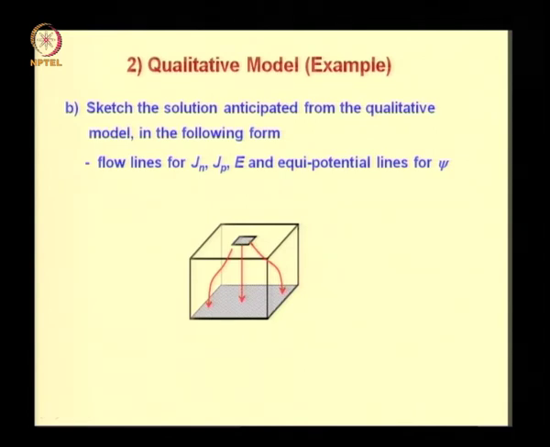Now you can show the picture in 3 dimensions also. So far we have been showing in 2-dimensional cross section. In 3 dimensions the flow lines would look something like this. The drawing of equipotential surfaces is difficult because the equipotentials which are lines in 2 dimensions become surfaces in 3 dimensions. So drawing of equipotential surfaces is a little difficult, and therefore they are not shown here.